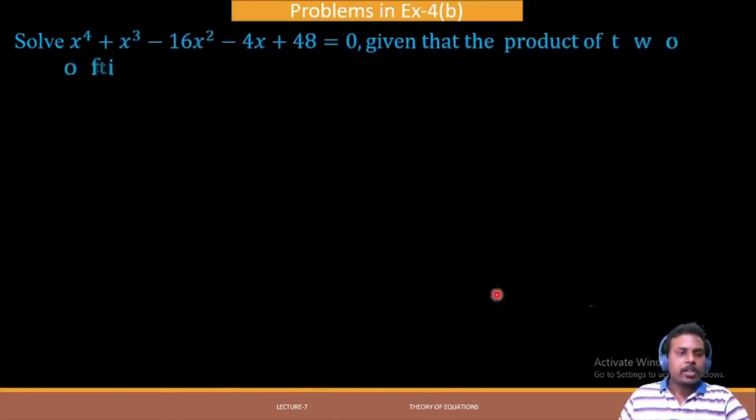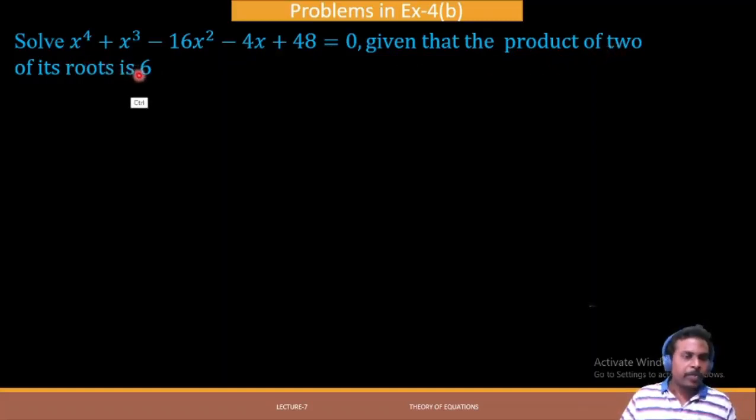Here is our next problem. Solve x to the power 4 plus x cube minus 16x square minus 4x plus 48 is equal to 0, given that a product of two of its roots is 6. So this is a biquadratic equation, and we have to find the roots of it. Let us see how to find them.